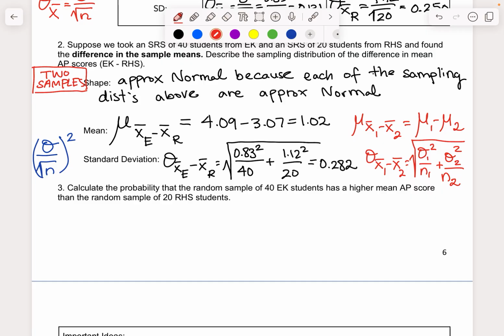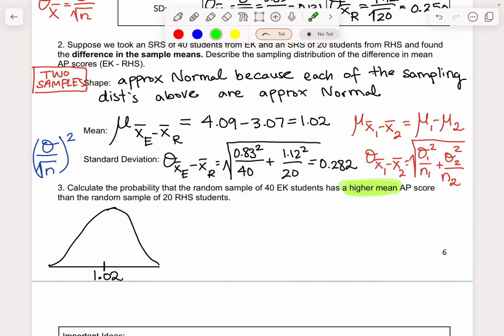Okay, well, what do we do with this? What's the point? It says calculate the probability that the random sample of 40 EK students has a higher mean AP score than the random sample of 20 RHS students. Okay, let's draw a picture. So this represents our sampling distribution of differences. It is centered on 1.02, the true difference in means for these two populations.